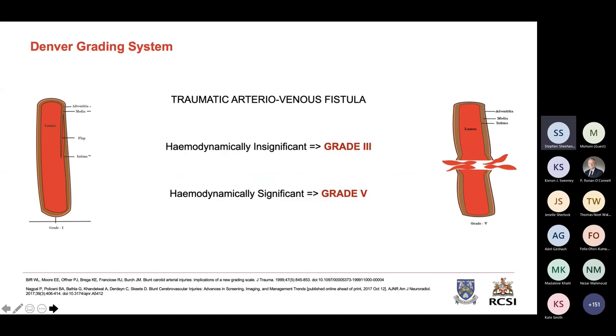Traumatic arteriovenous fistulas, although they are rare, can either be grade 3 or grade 4, depending on their effect on cardiovascular output. So hemodynamically significant grade 5 fistulas would be fistulas that result in high output cardiac failure.